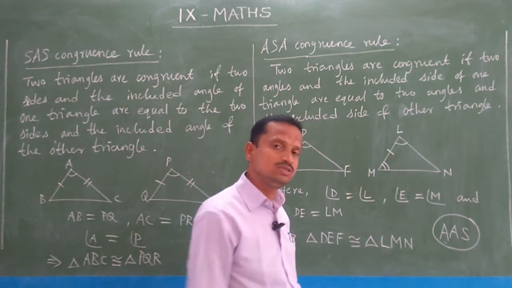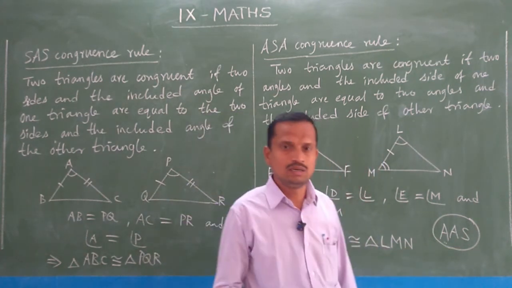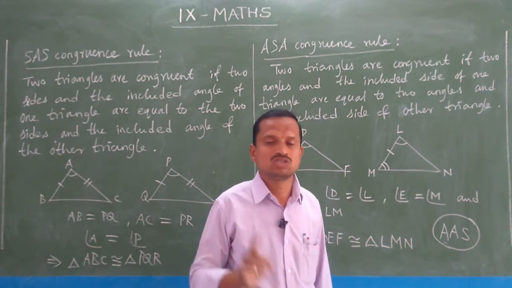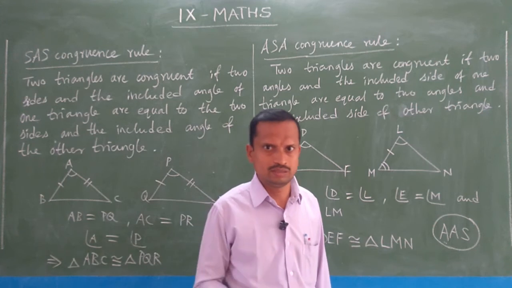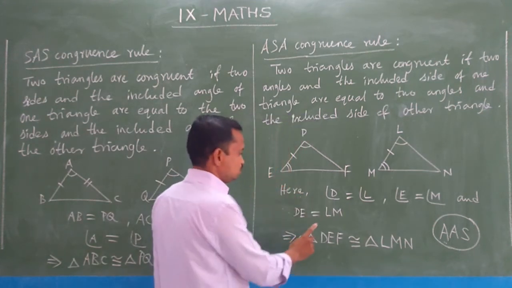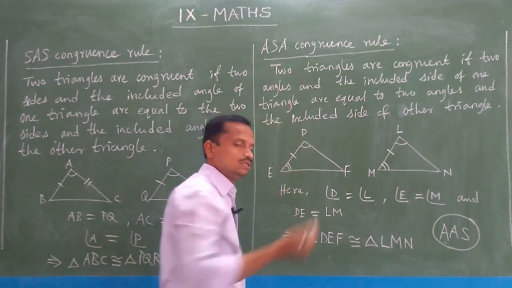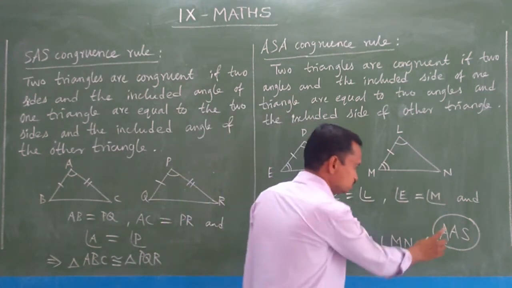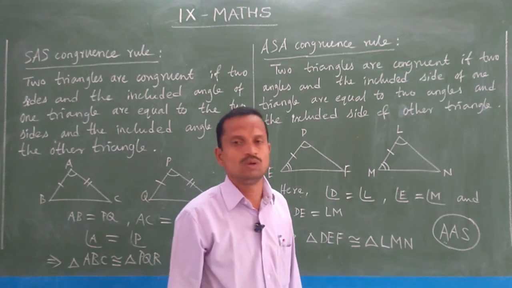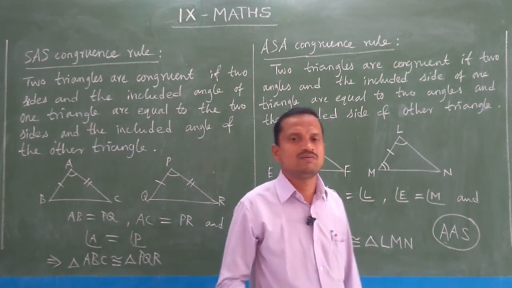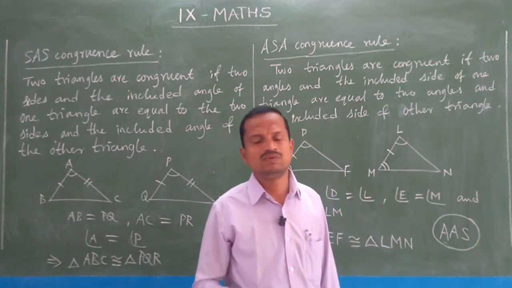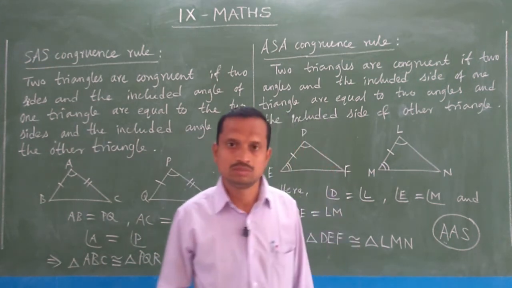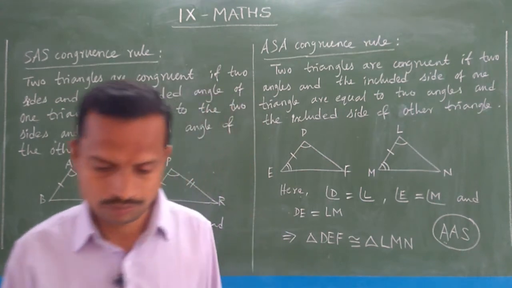AAS means that out of two triangles, any two corresponding pairs of angles and any one pair of sides, that is all, not an included side. Here ASA means the side is included between two angles, but here it is not like that. Any two angles equal and one pair of sides equal, then we can say they are congruent by the AAS rule. Clear? I will write that definition also.